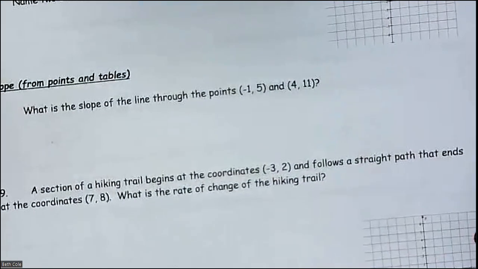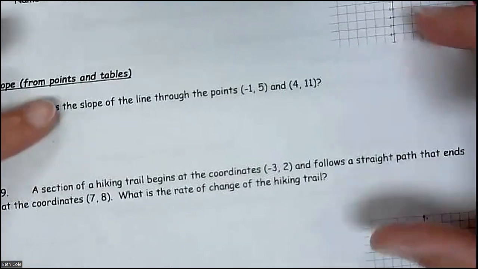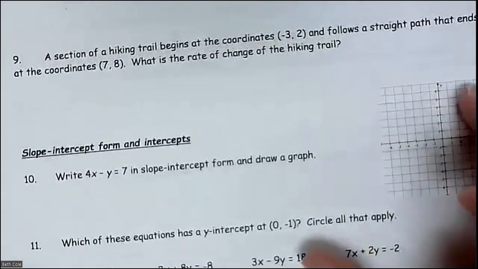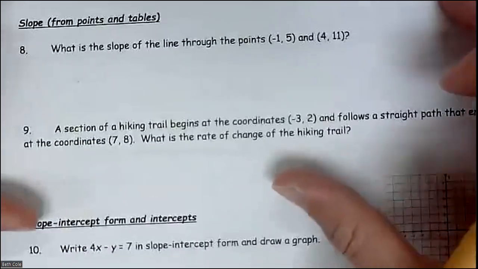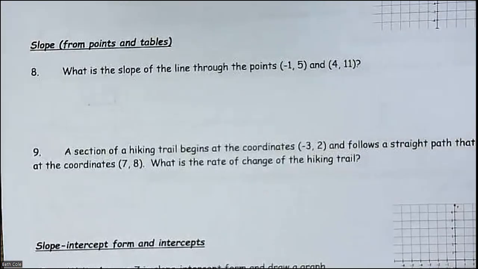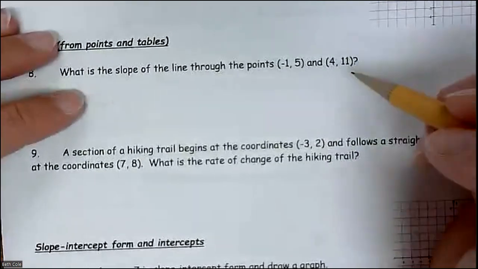I feel like 7 you could do on your own. Let's go down to 8, because there was one just like that on the quiz and you guys all did well on it. So let's go down to number 8. I need to skip a few so that you guys have a few to try. So what is the slope?